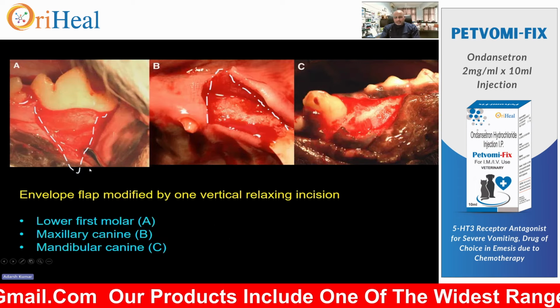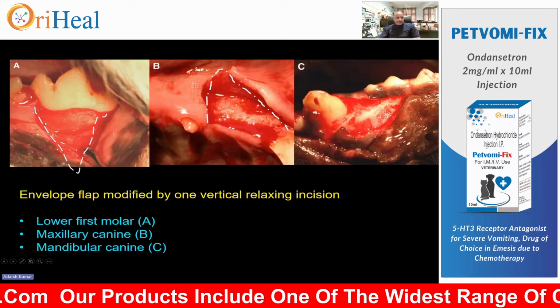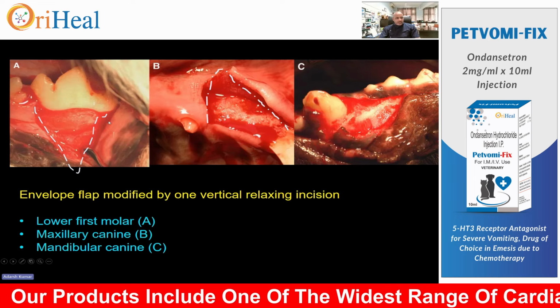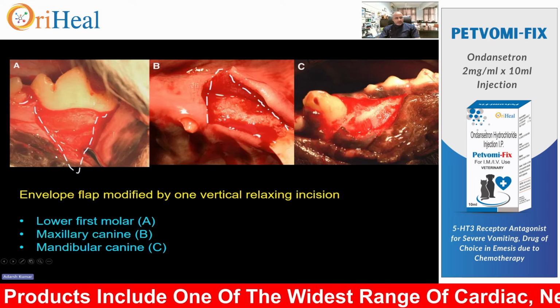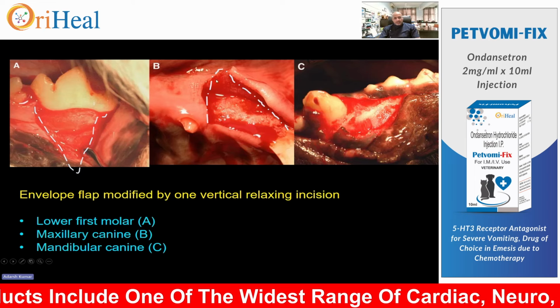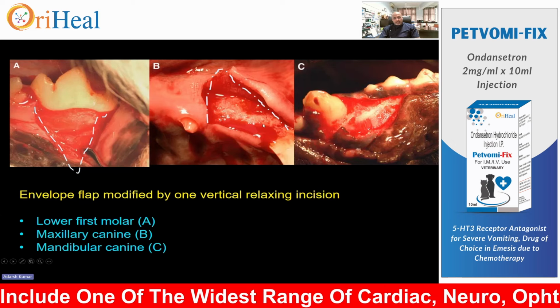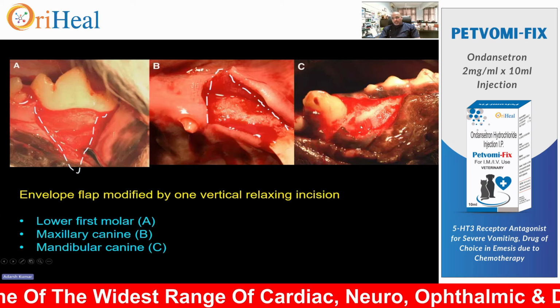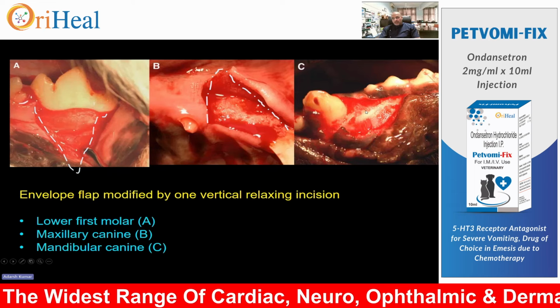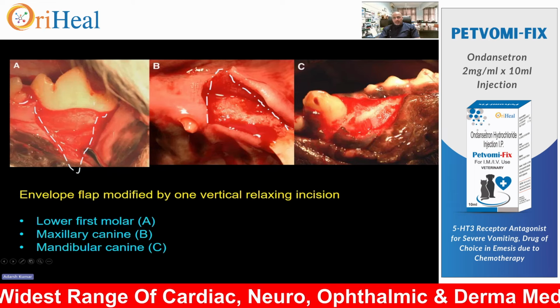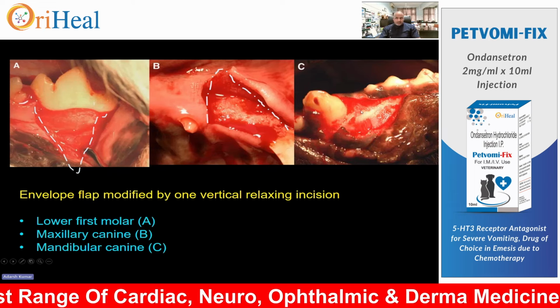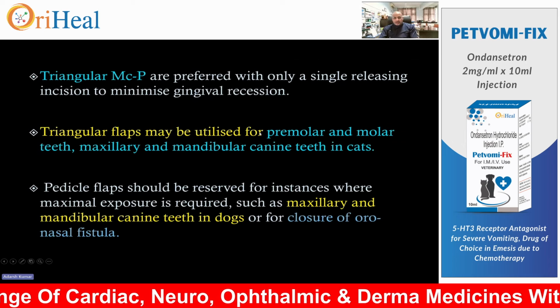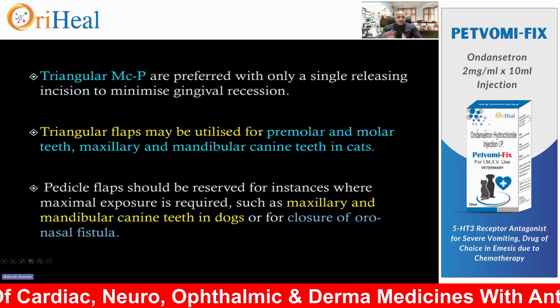Just see here. This is the lower first molar, right? So almost a triangular flap here. Now this is the maxillary canine here, okay? And this is the mandibular canine. So the alveolus is visible now. So now you have this alveolar socket here.